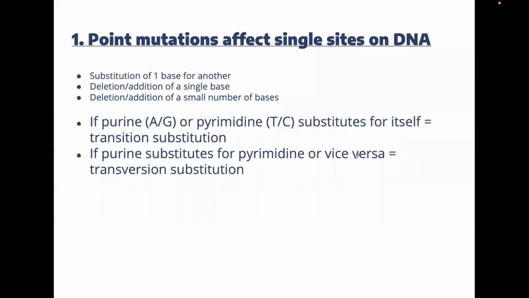So, the point mutations affect the single sites of the DNA. The substitution of one base for another. Kasi nga, pagka naiba na yung isang letter doon sa inyong DNA, yung susunod na code nun, mag-iiba-iba na siya di ba? So, kaya nagkaroon ng mutation. Next, the deletion or addition of a single base. And then the deletion or addition of a small number of bases. If purine, A or G, or pyrimidine, T or C, substitute for itself, it is the transition substitution. If the purine substitute for pyrimidine or vice versa, that is what we call the transversion substitution.